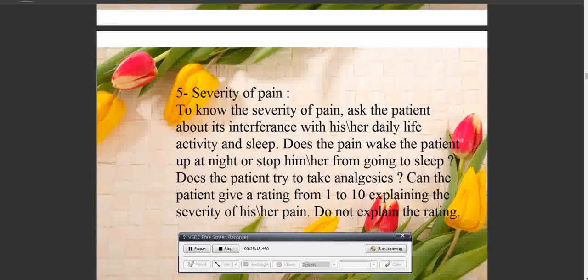Severity of pain is another thing to talk about when you're discussing pain. To know the severity of pain, you need to ask the patient about its interference with his or her daily life, activity and sleep. Does the pain wake the patient up at night or stop him from going to sleep?